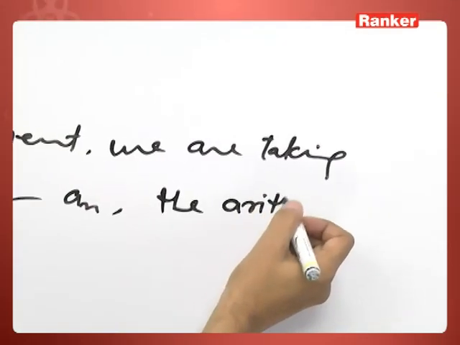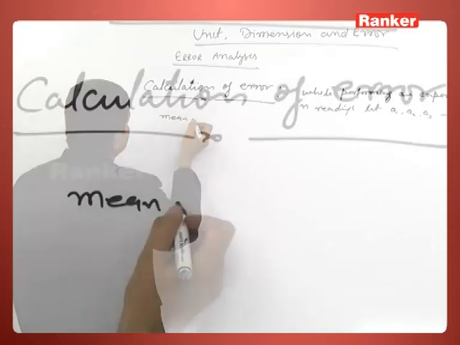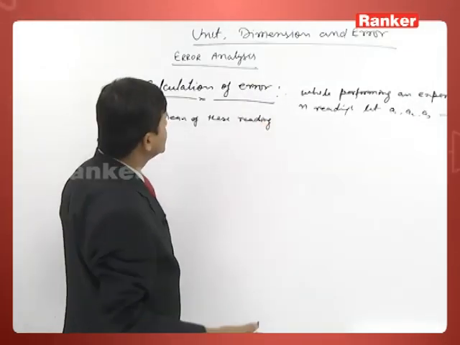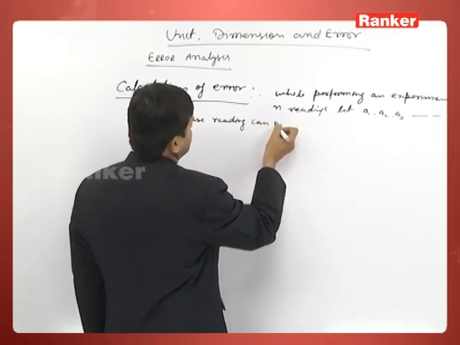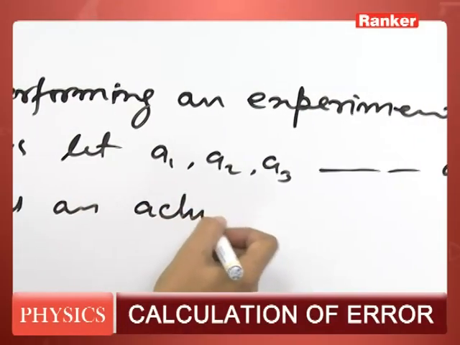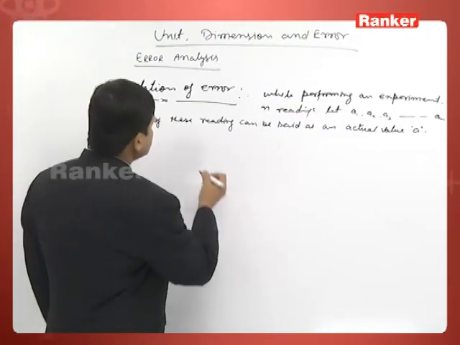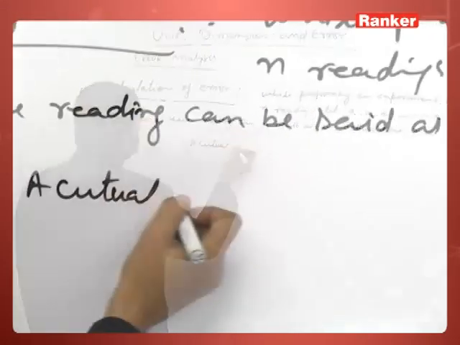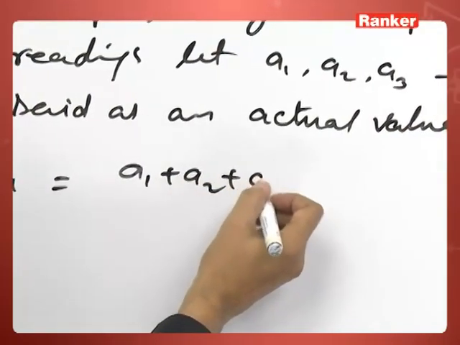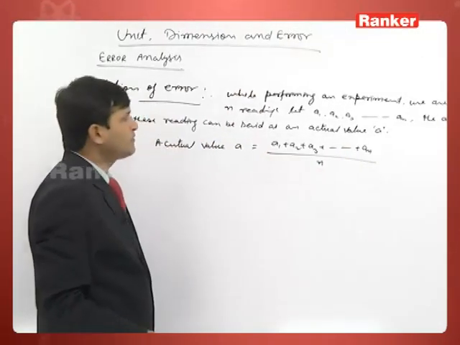So the arithmetic mean of these readings can be said as the actual value, A. So the actual value A can be written as A1 plus A2 plus A3 up to An, divided by the number of readings n. This is the value of A.